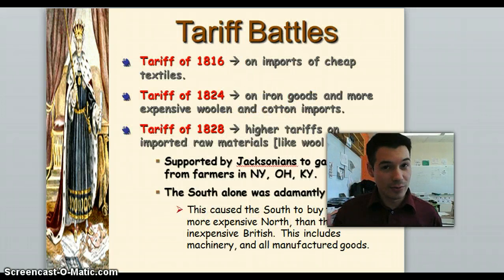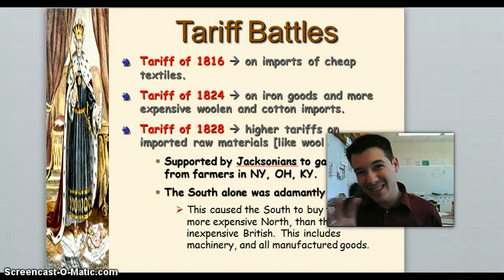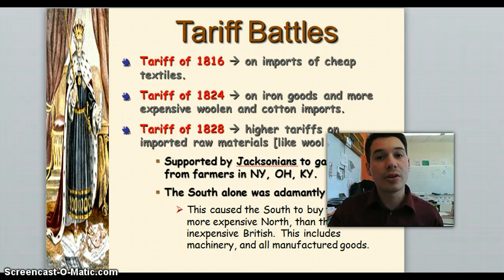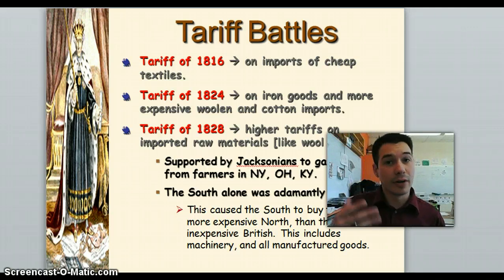Now, the tariff battles really went like this. First, we had the Tariff of 1816, which put an import on cheap textiles. Then you had 1824, which adds a tariff on iron goods and more expensive woolen and cotton imports. Then you have the Tariff of 1828, also known as the Tariff of Abominations. This one puts higher tariffs on imported raw materials like wool and hemp, again, used mainly for paper and clothing.